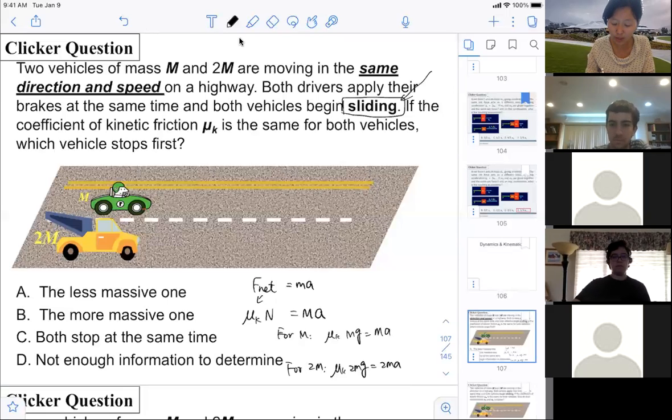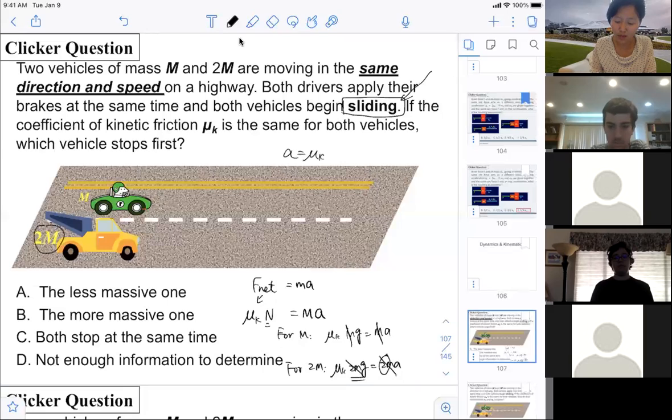So now we can rely on the equations to sort out this intuition. Even though the more massive car, 2M, is harder to stop, because of its own weight it also generates more force. This sliding frictional force is generated. So you can see the M cancels out and gives the same acceleration for both of them. They both have the same acceleration, mu_k g.